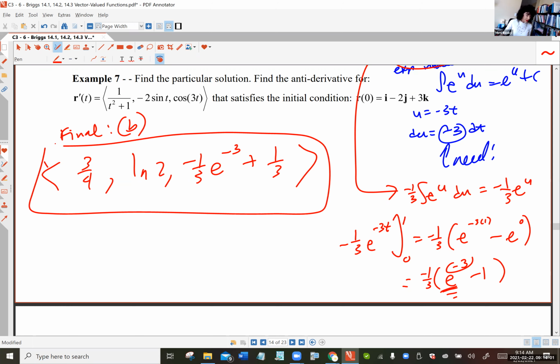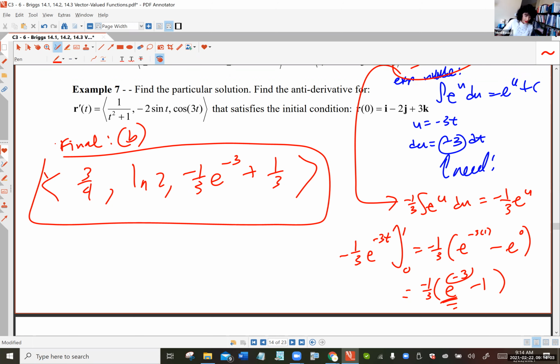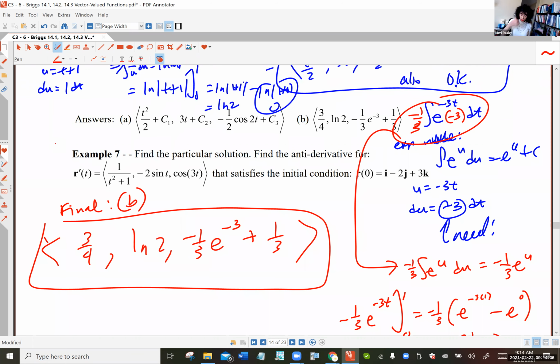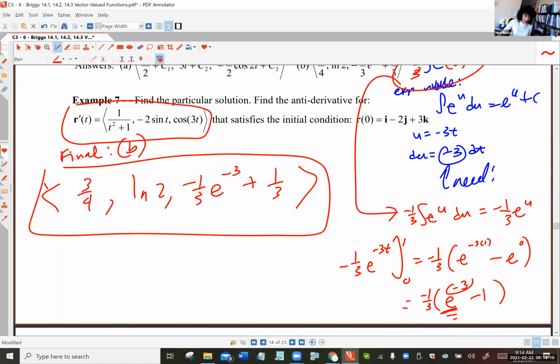So for example 7, I'm going to have you guys try it. I'm going to put you in breakout rooms. Let me just tee it up. They're giving you r prime, so they're giving you the derivative of a vector valued function. So you and a buddy need to go find r, but this is what we call an initial value problem, because it's got an initial condition that says r evaluated at 0 is the vector with 1, -2, and 3 as components. So you and a buddy are going to have to recover r of t.